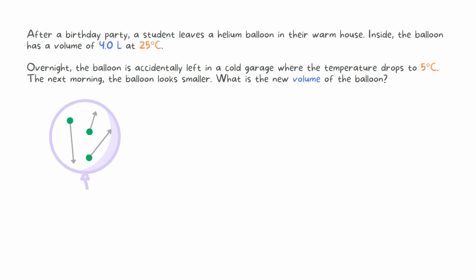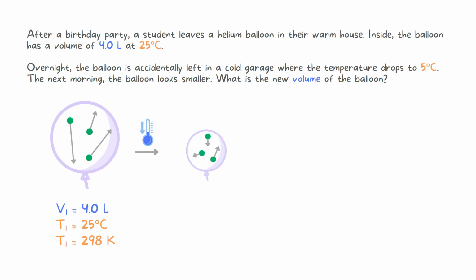So here's our balloon, and we have a certain amount of gas particles flying around inside of it. The initial volume of that balloon is going to be 4.0 liters. The initial temperature will be 25 degrees Celsius, which must be converted to 298 kelvins. Remember, you need to convert to an absolute temperature unit for these equations to work. Now we're going to cool the balloon down. Notice how we have the same exact number of particles flying around in the balloon? The only thing that's really going to change is the temperature, which will ultimately change the volume.